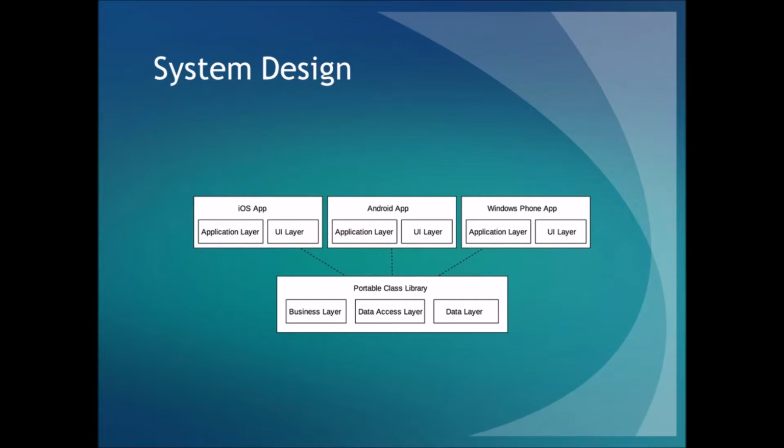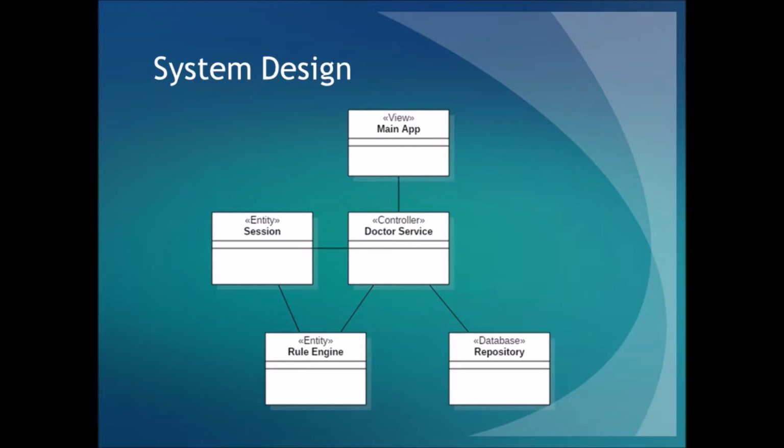Since we were trying to make a cross-platform application, we decided that it would be best to have as much shared code between the platforms as possible. What resulted was a 3-tiered architecture where the UI and the application layer were split between the devices, but the business and data layer were condensed into a shared code base that all 3 types of devices could use. Here we see a minimal class diagram of that system.